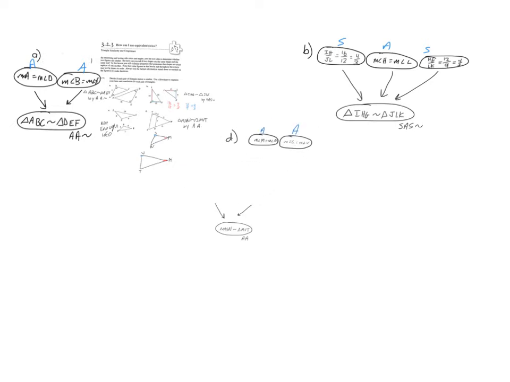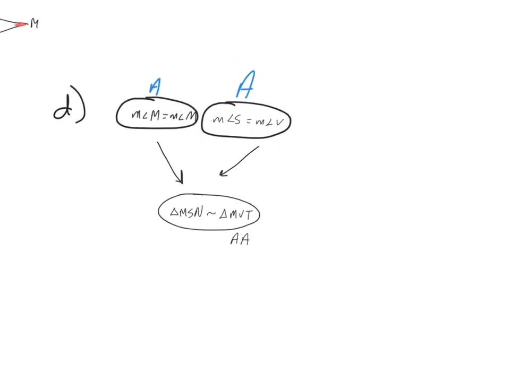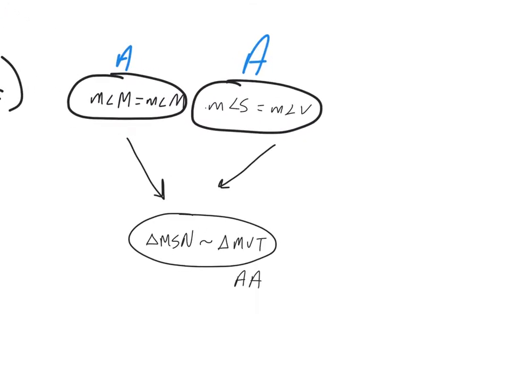The last problem that I asked you to do was letter D, involving the work of angle, angle. Again, this has two ovals on top. I said to start that angle M was equal to angle M, as was angle S equal to angle V. Therefore, by angle, angle similarity, triangle MSN is similar to triangle MVT. Hopefully that went okay for you.